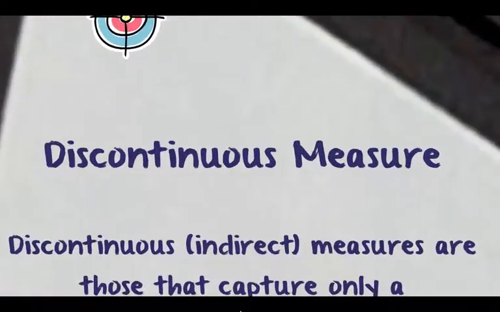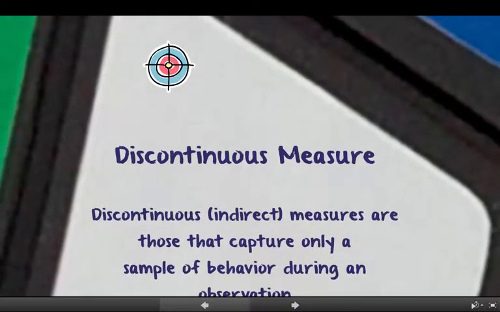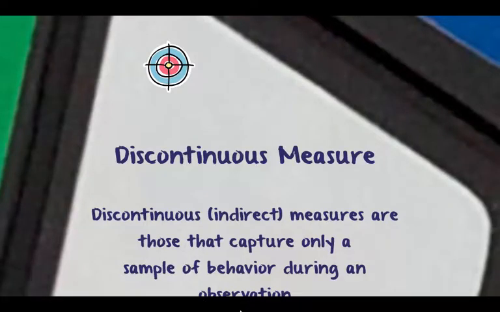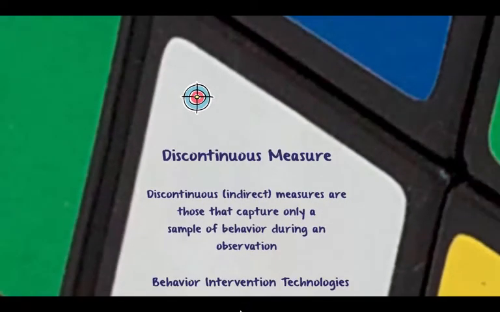Now, by way of a formal definition, discontinuous measures are indirect measures. They're measures that capture only a sample of behavior during an observation. So once again, I just want to emphasize that this is different from continuous data collection, where we are observing in real time, we're capturing all occurrences of a behavior, we may be using a frequency count, or we may be looking at the rate of behavior, or perhaps we're looking at the duration, or the latency, or the inter-response time. All those measures we've already discussed.